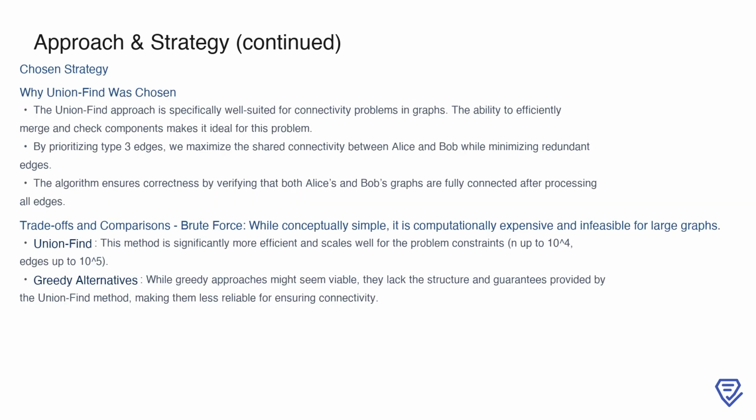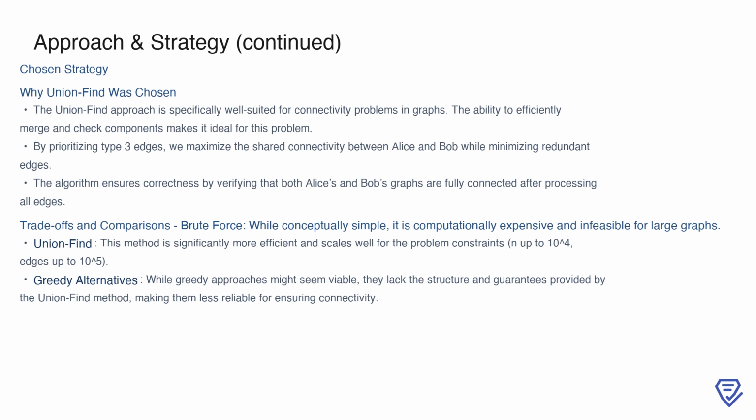The union-find approach was chosen because it aligns perfectly with the problem's requirements. Its ability to efficiently merge and check graph components makes it ideal for connectivity problems like this. Prioritizing type 3 edges ensures that shared connectivity between Alice and Bob is maximized, reducing redundancy and making the solution more effective. Additionally, by verifying the connectivity of both graphs at the end, we ensure the correctness of the solution.